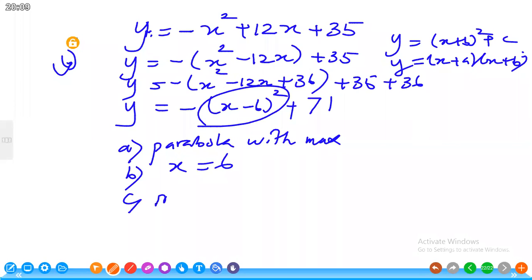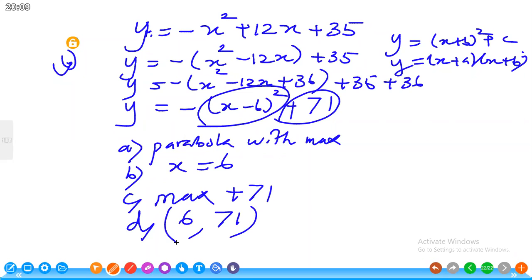So the maximum value, using this value, is positive 71, right? Okay. What are the coordinates of the turning point? Here the x coordinate is 6, and the y coordinate is positive 71. So 6 comma positive 71. Right. Okay.